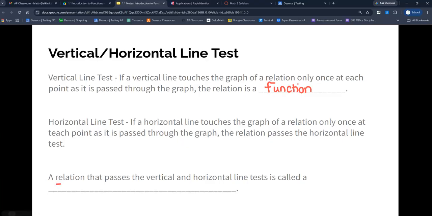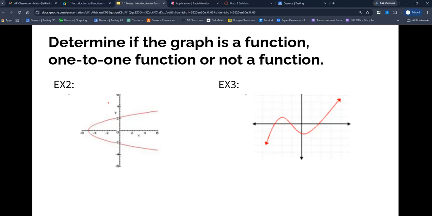It is called a 1-to-1 function. And 1-to-1 functions have a lot of properties in mathematics that make them special that we need to know about. So when we're doing problems like this that you see on this slide here, we already said that this does not pass the vertical line test because the graph touches that vertical line at more than one place, right? So example 2 is not a function.